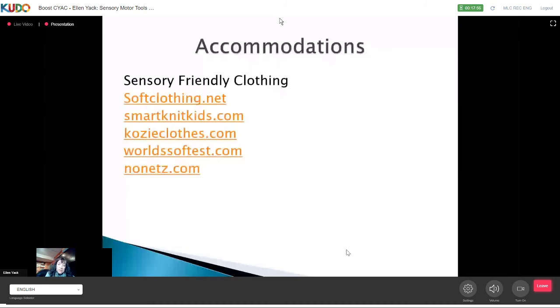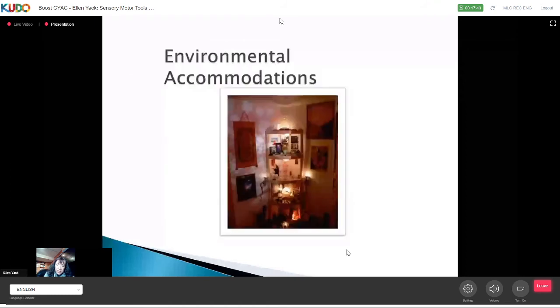I just wanted to give you these sites where they have accommodations for people who have clothing issues. And we're going to look at some various environmental accommodations.